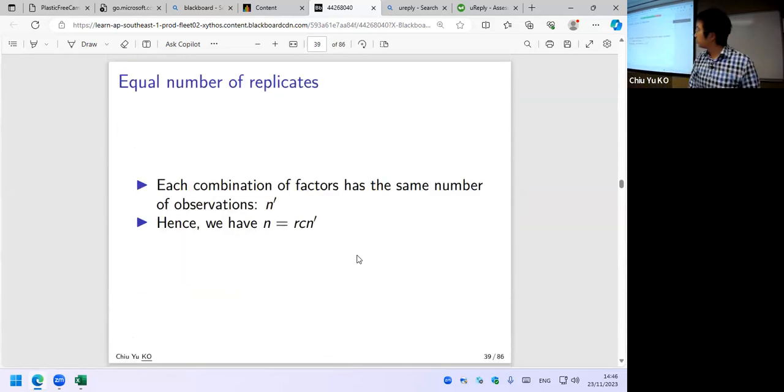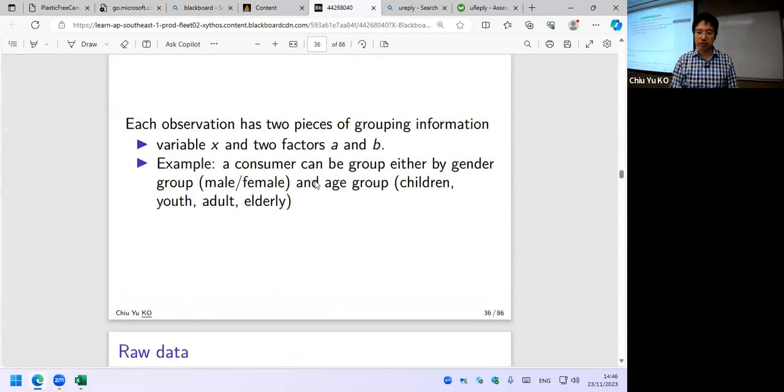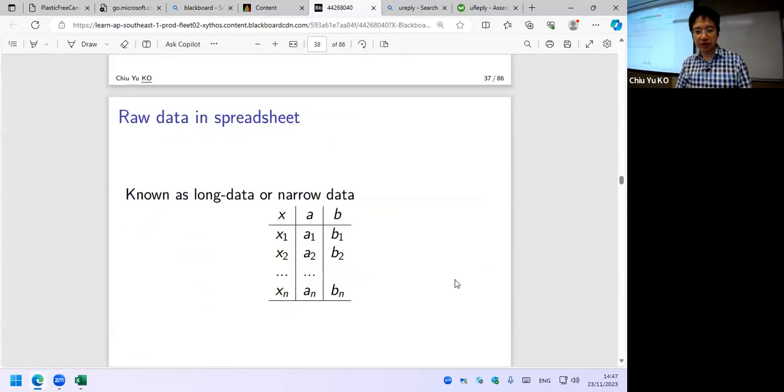There is some restriction on the way we do ANOVA here. We assume equal numbers of replicates, which means that each combination of age group and male or female has the same number of observations. Why do we do that? To make our formula doable. It's not a restriction on the model, it's just that Excel cannot do it. If you don't use Excel, you can do it. It's just an Excel restriction, and because we are focused on Excel, the idea is very simple.